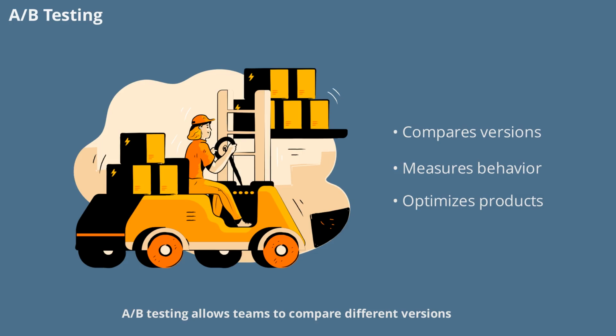A/B testing allows teams to compare different versions of a feature or interface with real users. By measuring user behavior, teams can make data-driven decisions and optimize products. Real-world systems use A/B testing platforms to manage experiments and analyze results.